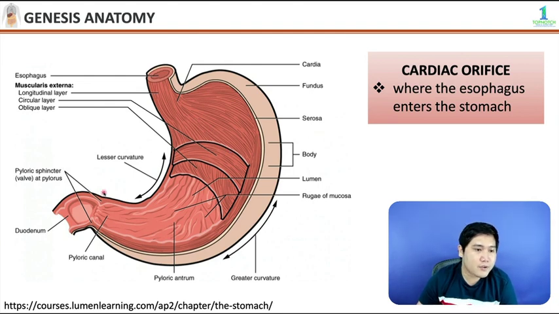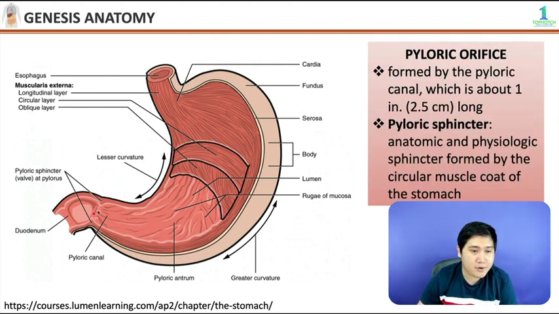You have two orifices in your stomach. The entry is your cardiac orifice, where the esophagus enters the stomach, and the exit is the pyloric orifice. Again, guarded by the pyloric sphincter.